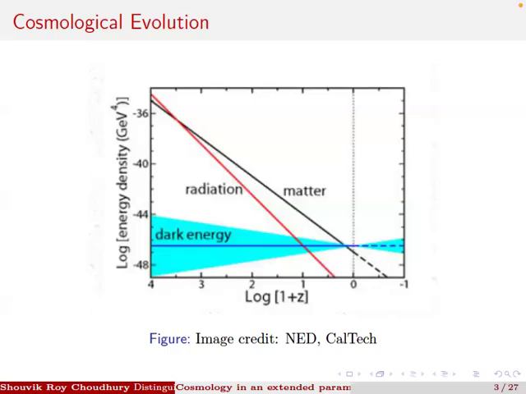So, Shobhik, the blue triangle, what is that? Error bar on the energy density? Yeah, it's sort of taking, I think, -1 plus minus 0.2 for the equation of state.